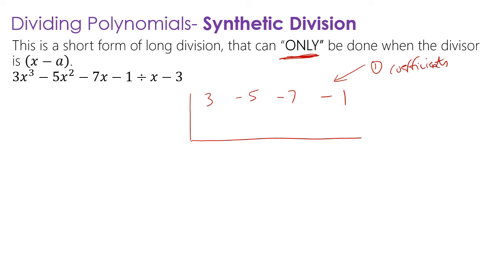Then out front, you're going to write the a value, which is 3. Now, if you're thinking, whoa, I think it's negative 3, just remember that when it's in factored form, it's always x minus. Another way to think about it, you see x minus 3. What's the opposite of minus 3? Plus 3. All right, so here's where we go from here. So this was step number 2.